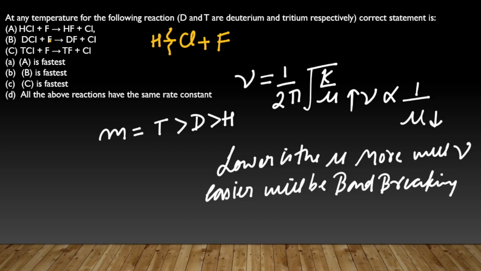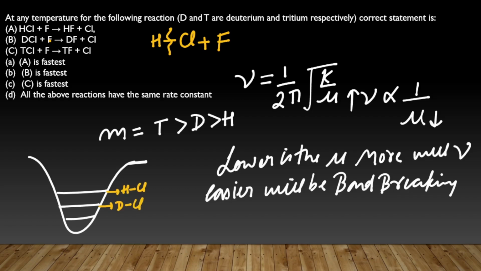Bond breaking. One more plot you might have seen like this one. Here is the dissociation that is taking place. These three lines that we are drawing are the energy levels. The higher one corresponds to HCl, this one will correspond to DCl, and this corresponds to TCl.